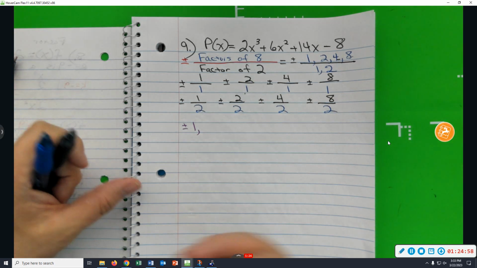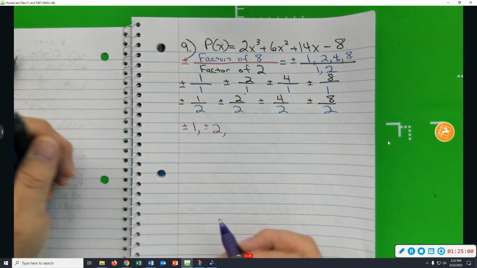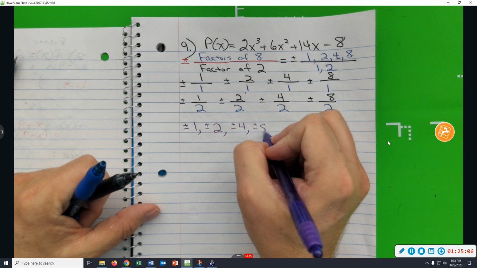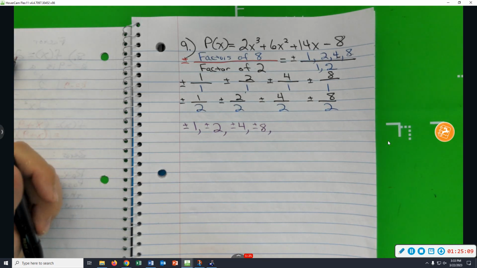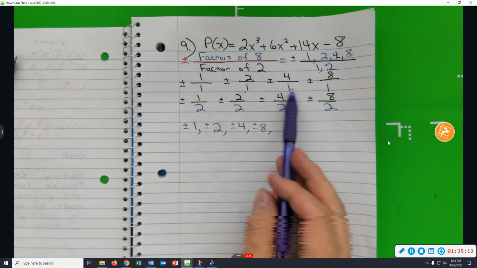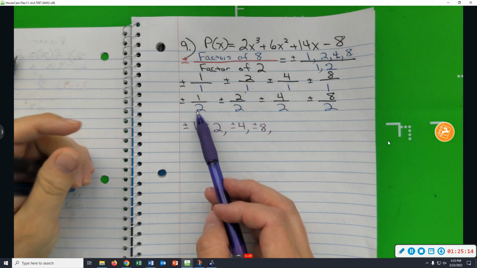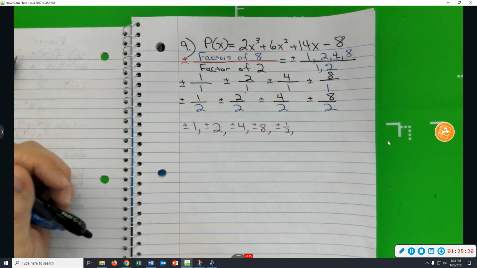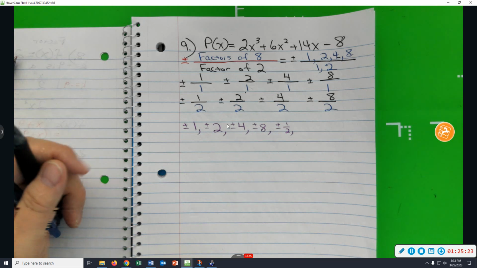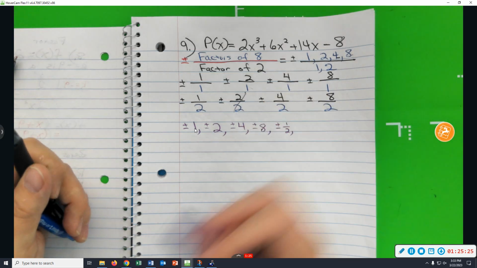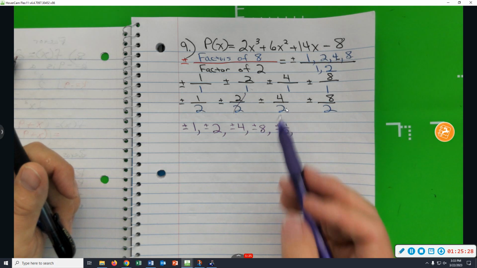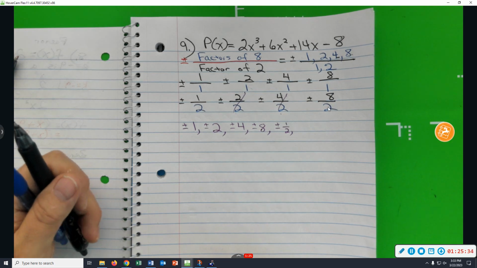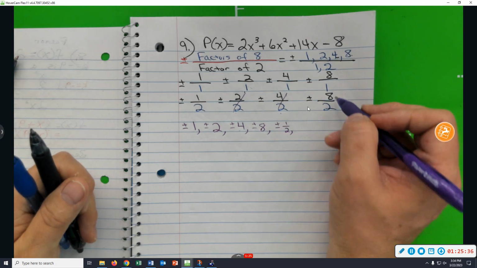2 over 1 is 2. 4 over 1 is 4. 8 over 1 is 8. You don't have to show the over 1s. And then 1 over 2. That's 1/2. So plus or minus 1/2. Now, what's about to happen? 2 divided by 2 is? We already have that listed, so we can mark that out. 4 divided by 2 is 2, we already have that one listed. 8 divided by 2 is 4, we already have that listed.